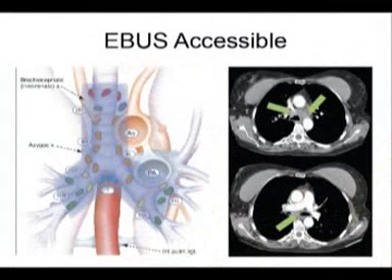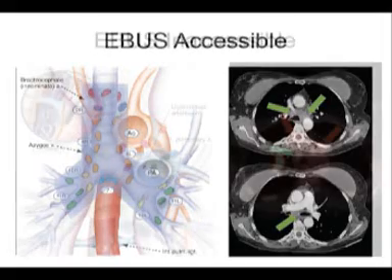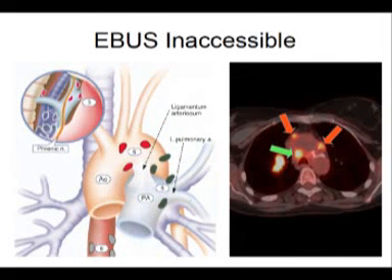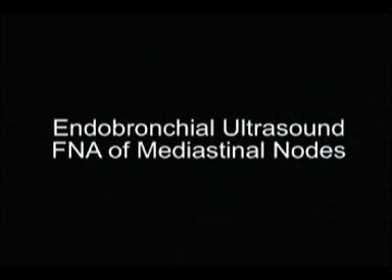Next. And the nodes that are accessible to EBUS are certainly those that are accessible by mediastinoscopy. Next, please. But it has the added advantage of being able to biopsy the level 10 and level 11 regions. Next. Obviously, you cannot reach, most of the time at least, the level 5 and level 6 nodes or the 3A nodes. 3P you probably can. Next, please. Next. And again.